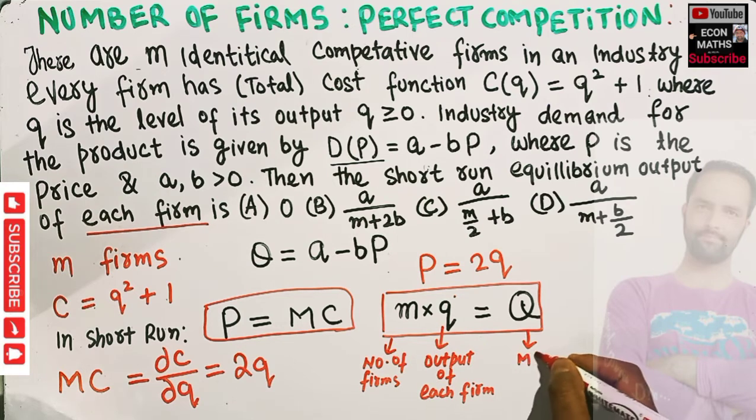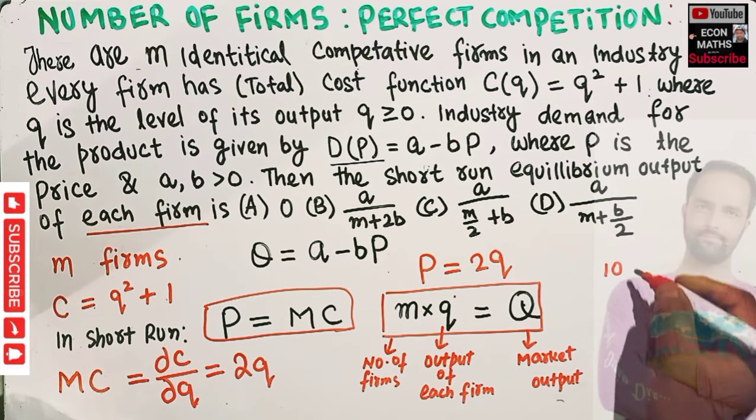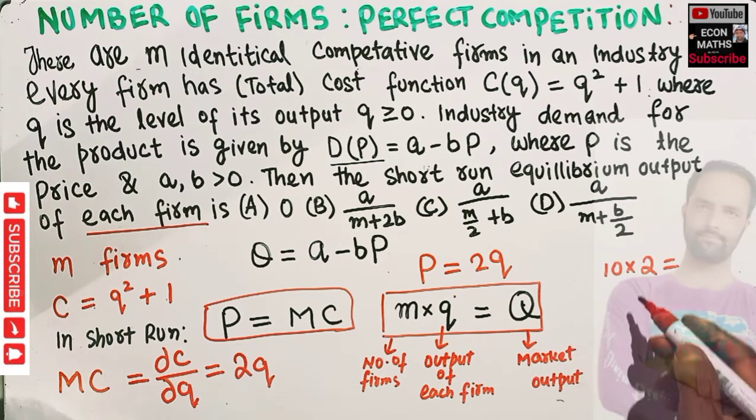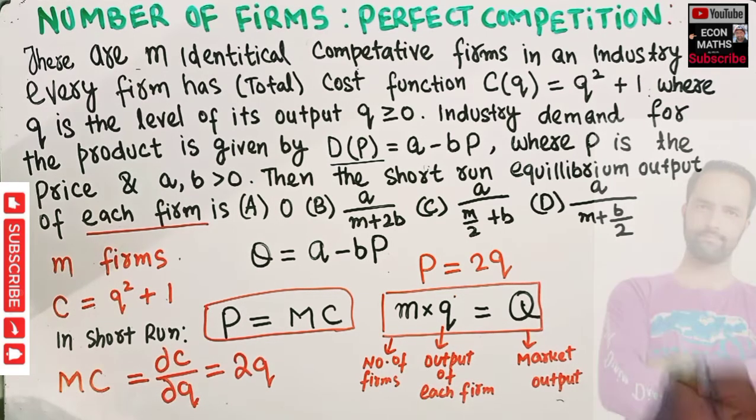So let us say market output. Simple: if we have, let us say, 10 firms, and each firm is supplying 2 units, then market output will be equal to 10 into 2, that is 20. It is a simple relationship, there is nothing to get confused about here.